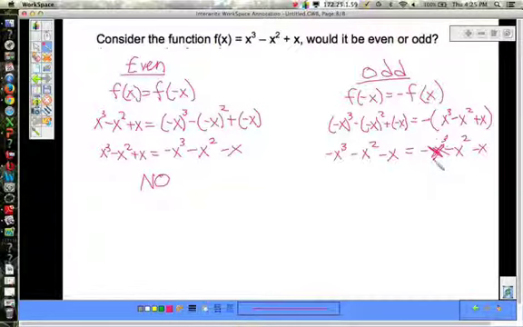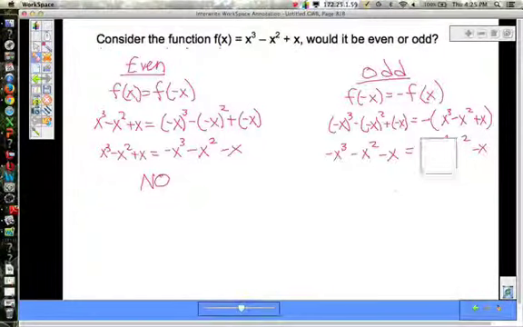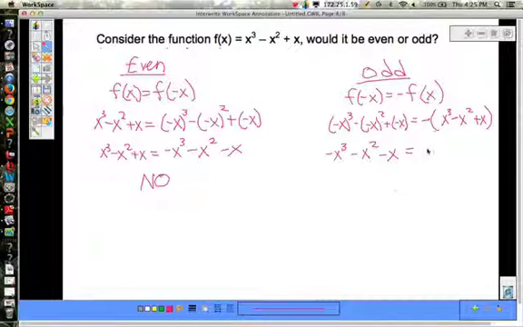It's kind of a mess there. So we can see that, no, what happened here? Oops, sorry about that, guys. Negative x cubed plus x squared minus x. So we can see that, no, it's not odd. It's neither.